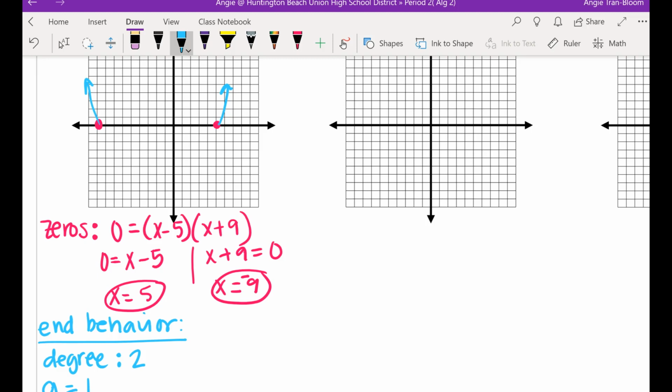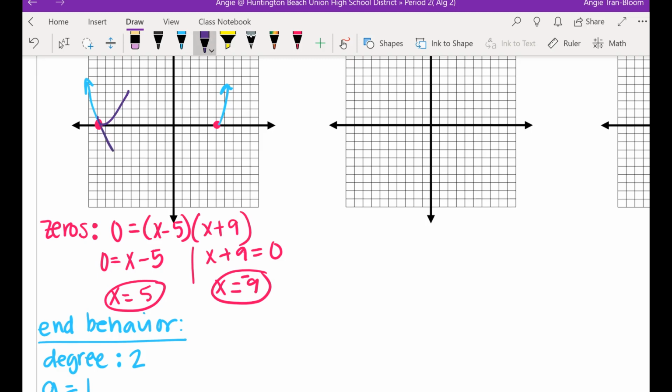Now we need to decide the middle, in between the two x-intercepts. At each x-intercept, is it an even multiplicity or an odd multiplicity? Odd, right? Because this whole parentheses has the power of what outside? And this whole parentheses has what power outside? So they're both odd. If they're both odd, I'm going to make a curve here. Should I go up like that, or should I go down?